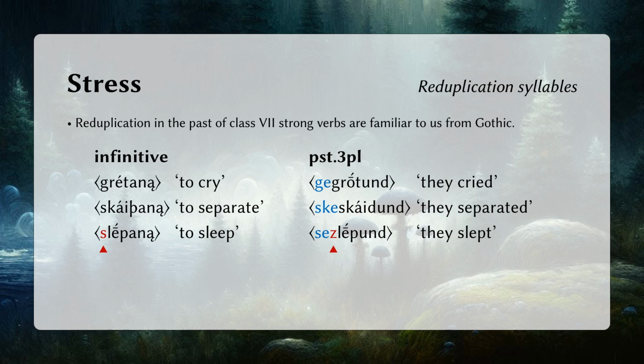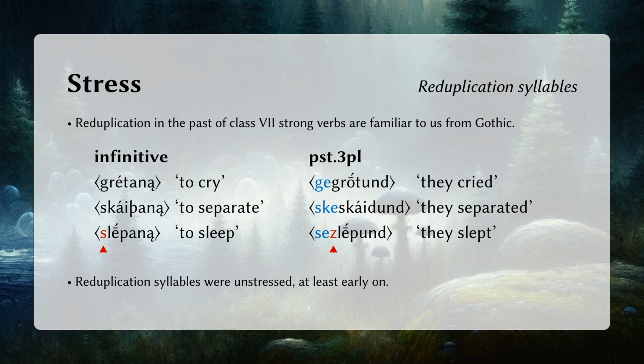that between slepana, to sleep, and seslepund, they slept, which tells us that the reduplication syllables were unstressed, at least in the beginning. The Gothic corpus isn't completely uniform in this regard, and there are attestations both with and without this voicing, so presumably it was being leveled out. We can encounter other opinions in the literature.